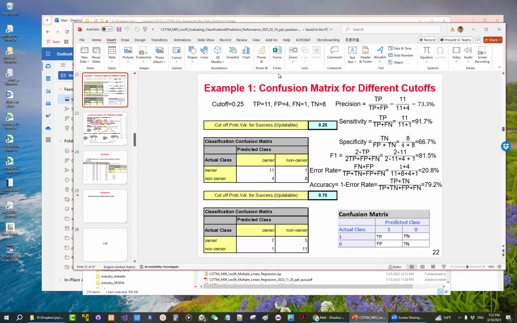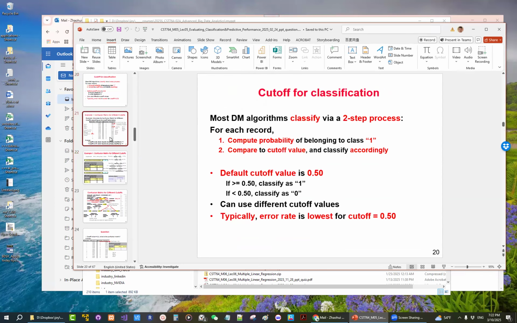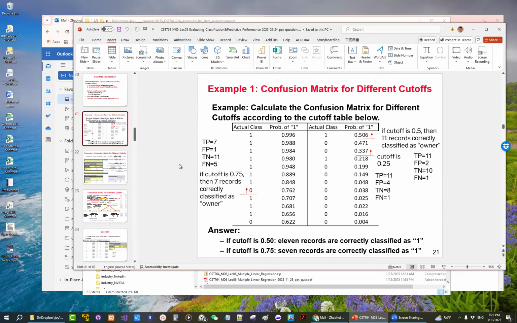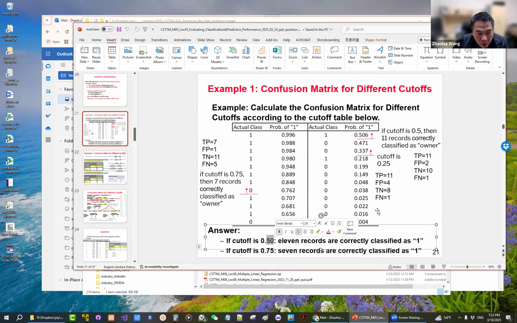I'm sorry, you had a slide that maybe was further up. Go back. Yeah, that one right there. 21, yes. So I have a question. It says calculate the confusion matrix for different cutoffs according to the cutoff table below. And at the bottom, 0.5. Can you explain that? If the cutoff is 0.5 and if the cutoff is 0.75?